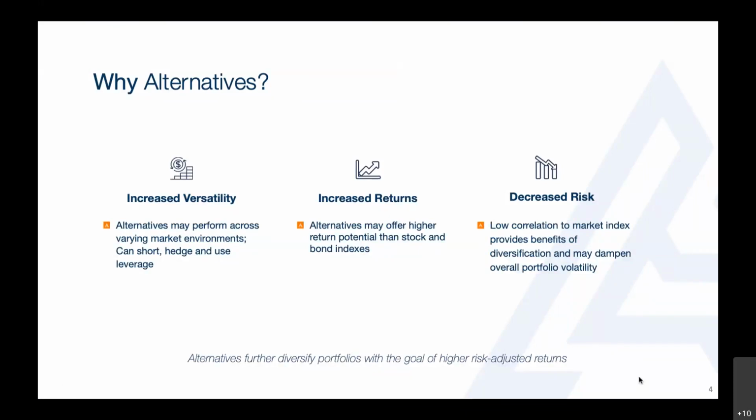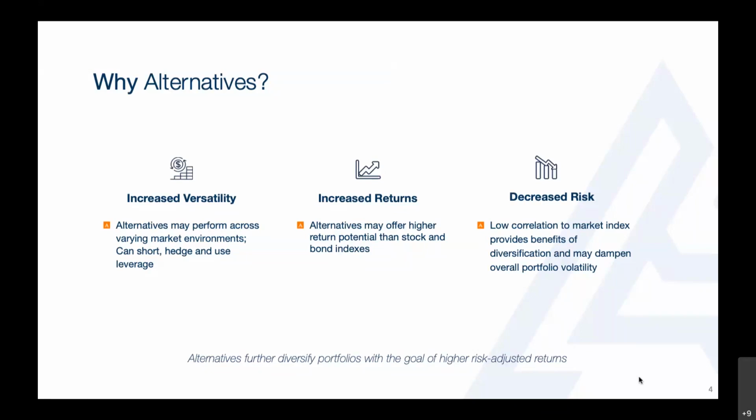So why would an investor consider having alternatives in their portfolio? A number of reasons. Number one, for increased versatility, because you're looking for different assets to perform differently in various market environments. There's certain market environments in which stocks do well. There's certain market environments in which bonds do well. And there's even certain market environments in which both stocks and bonds do well or both do poorly. So investors want to be prepared for that. I call it risk management before it's too late.